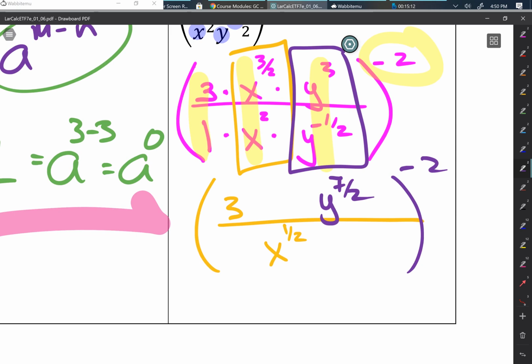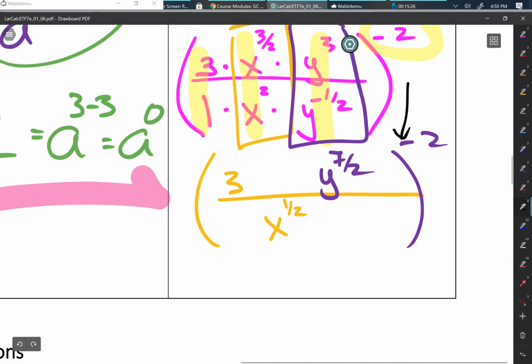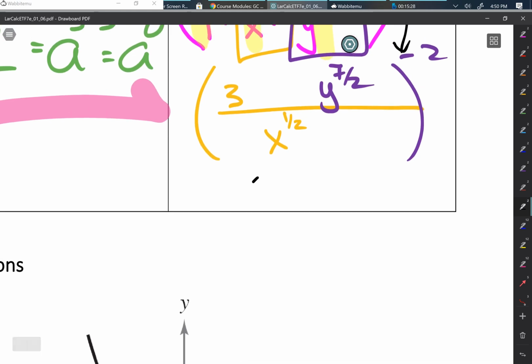So what does negative 2 mean to do? Well, since this is a multiplier situation here, there's multiple things being multiplied together, I need to apply that squared to everything. And then what does that negative mean to do again? Oh yeah, flip it all upside down. So then I'm going to flip it upside down.